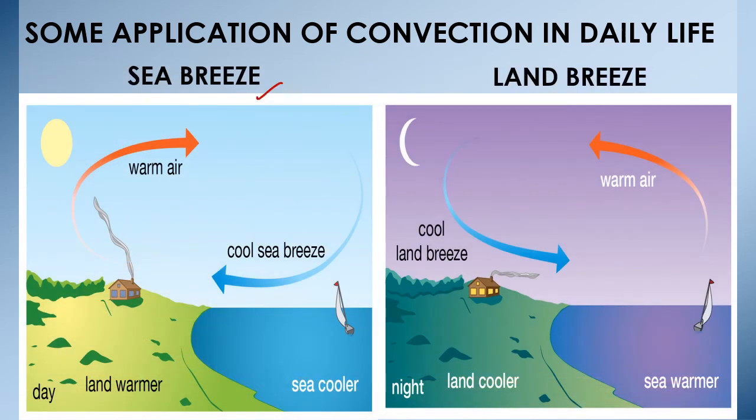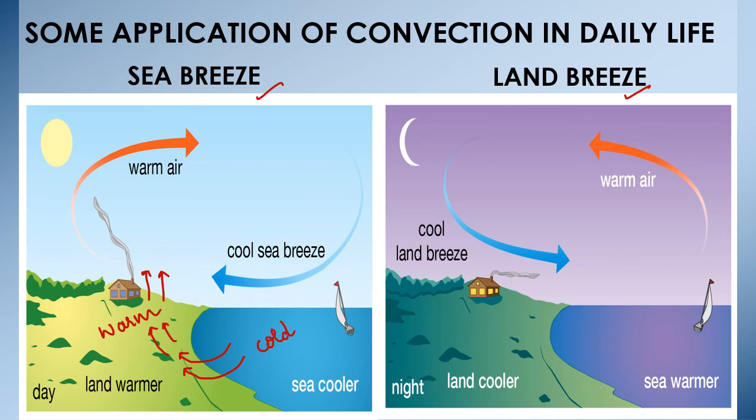Land and sea breezes are also examples of convection currents. During daytime, the land gets heated up quickly and gets comparatively warmer than the sea. So the air above the land, being warm, rises up. To fill that space, cool air from the sea rushes towards the land, and a current starts blowing from sea to land. This is called sea breeze.